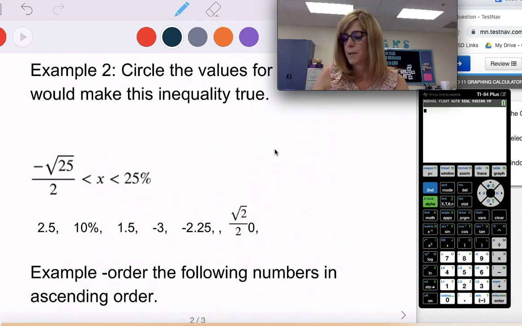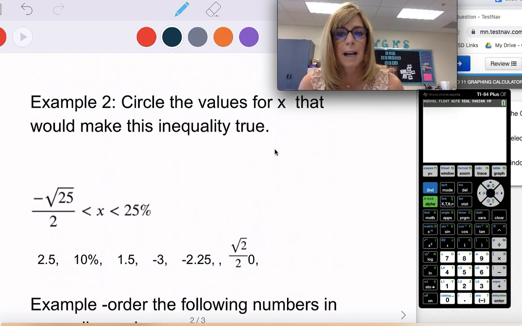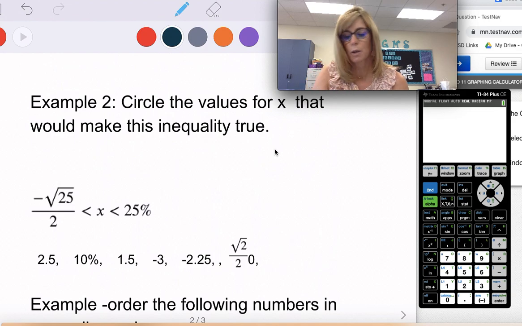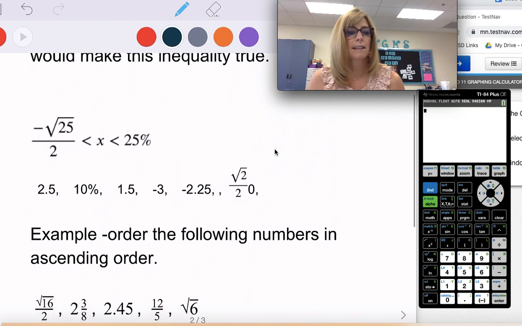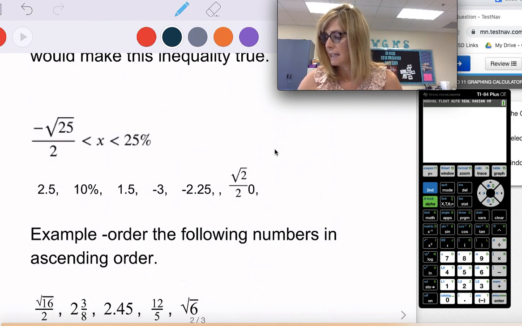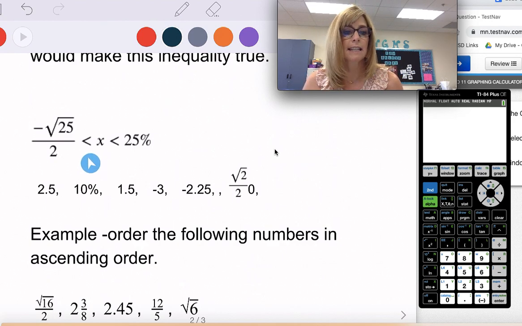Okay, so I'm going to do two more examples with you on comparing and ordering real numbers. Example 2 says circle the values for x that would make this inequality true. Now this says negative square root of 25 divided by 2 is less than x, which is also less than 25%.